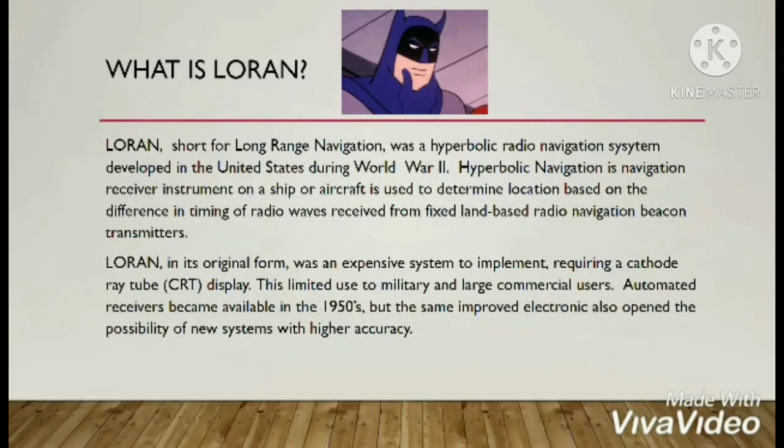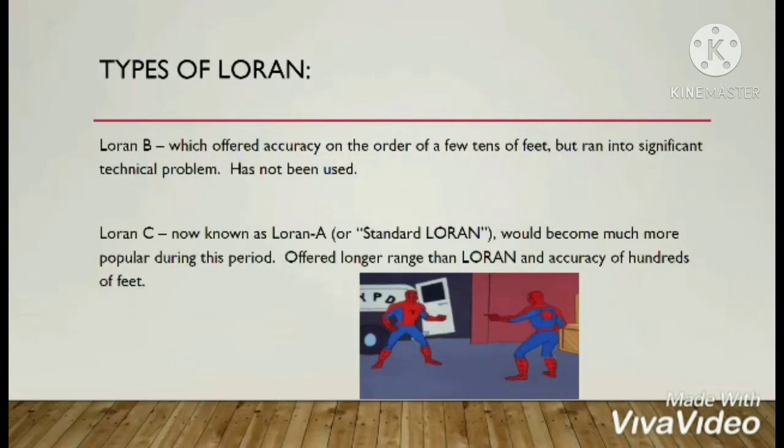Automated receivers became available in the 1950s, but the same improved electronics also opened the possibility of new systems with higher accuracy. Types of Loran. First, the Loran B, which offered accuracy on the order of a few tenths of feet, but ran into significant technical problems and has not been used. Second, the Loran C, now known as Loran A, which we called Standard Loran, would become much more popular during this period and offered longer range than Loran and accuracy of hundreds of feet.